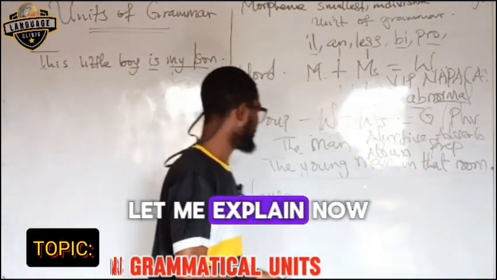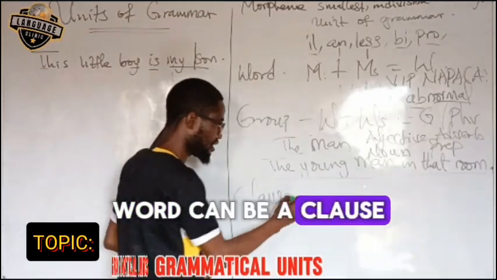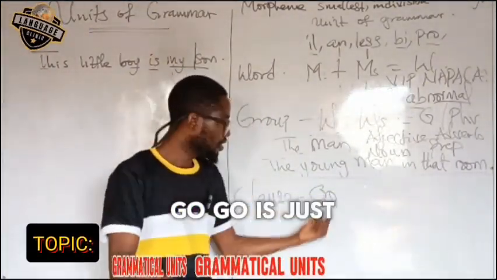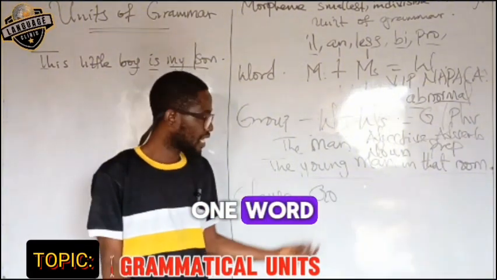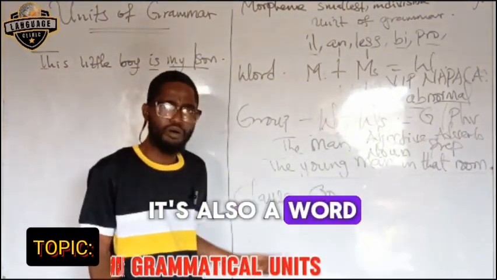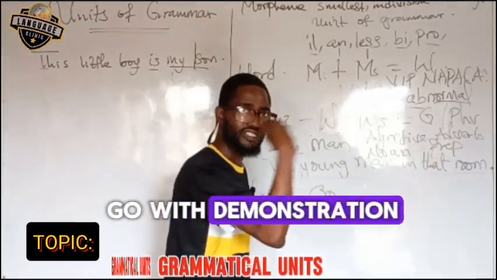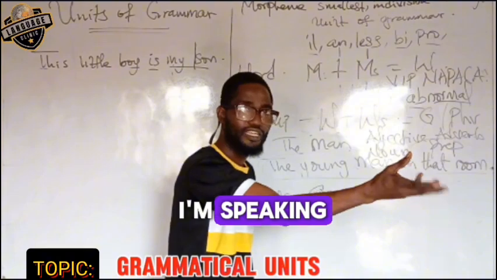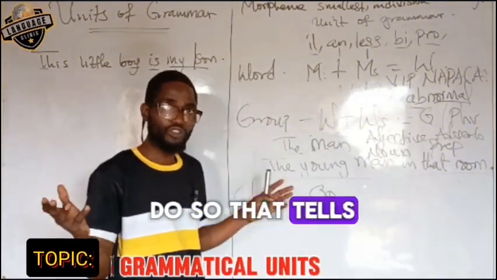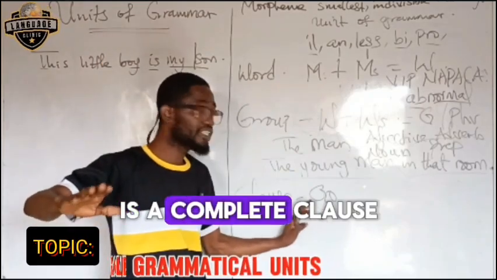Let me explain. When we say a clause, a single word can be a clause. If I say, go, I just told somebody, go. Go is just one word, and at the same time, it's a phrase. At the same time, it's also a clause, because once I say go with demonstration, the person to whom I'm speaking will simply do what I want him or her to do. So that tells us that go is a complete clause on its own.